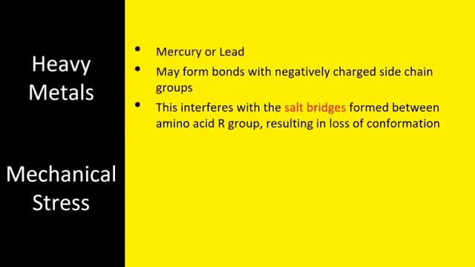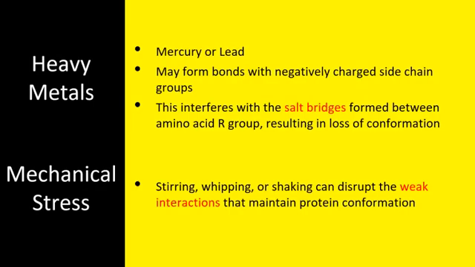And we have here the heavy metals, for example mercury or lead. They may form bonds with negatively charged side chain groups, and they can interfere with the salt bridges formed between amino acids. So they can remove the bonding by the presence of this mercury. So it can lead to denaturation as well of our protein.